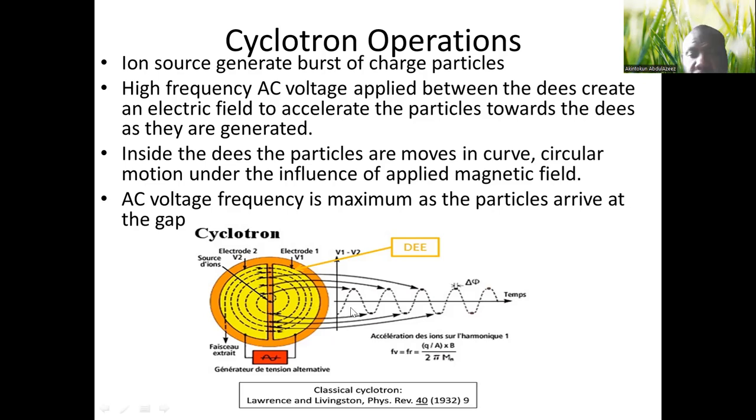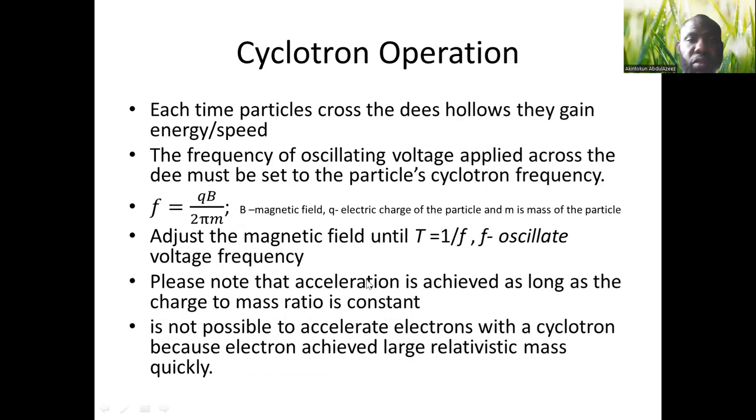This is just showing us the graph and the oscillation of the particles as they move through the Ds. Something we have to know: each time the particle crosses the D gap, it gains energy and speed because of the applied potential. The frequency of the oscillating voltage must match the frequency of the particle being accelerated, so that I can have acceleration. If there is a mismatch between the frequency of the particle and the frequency of the voltage, then there is not going to be any acceleration.